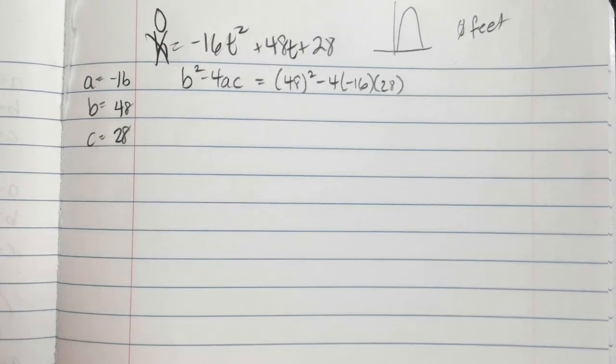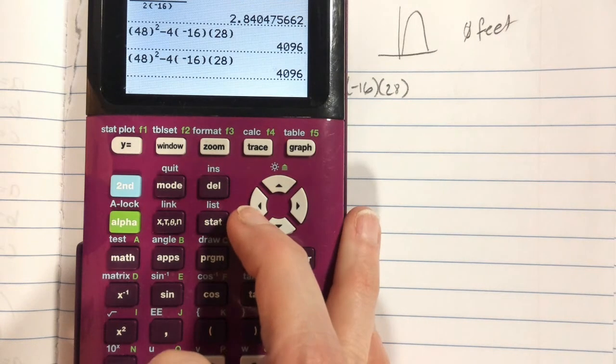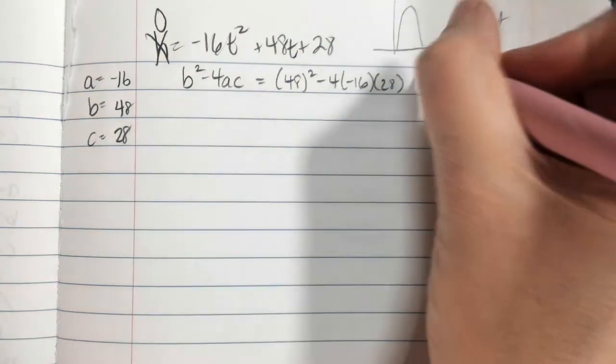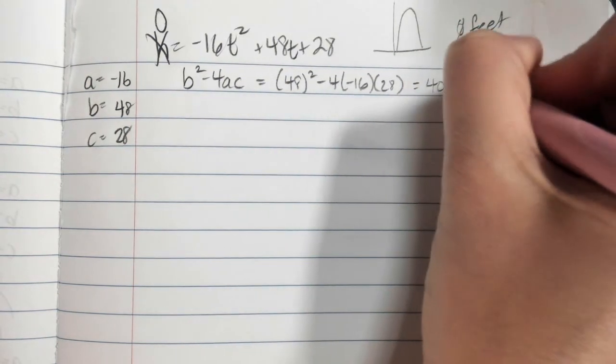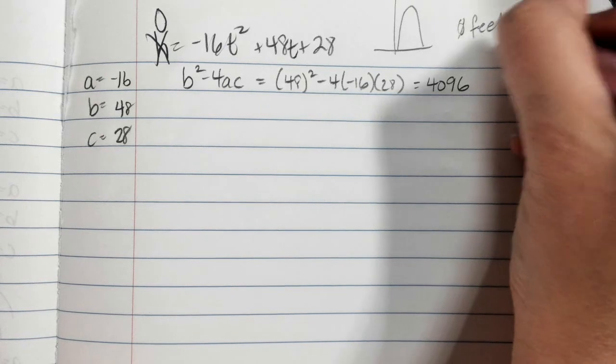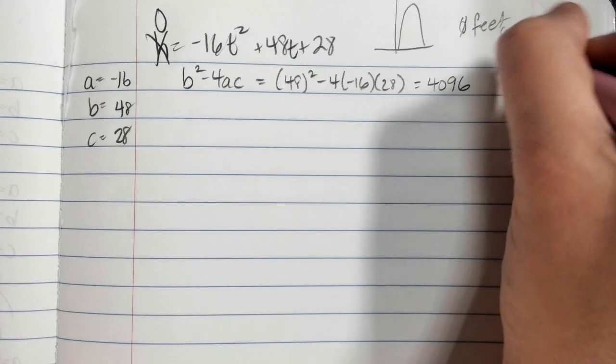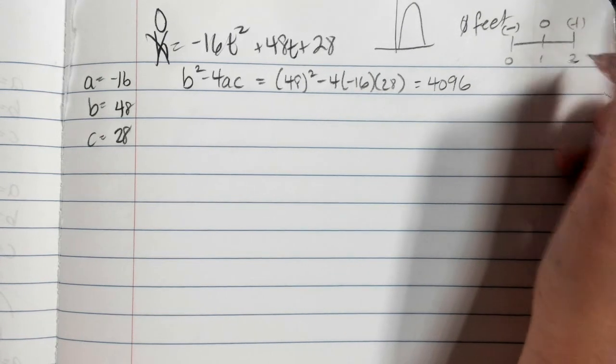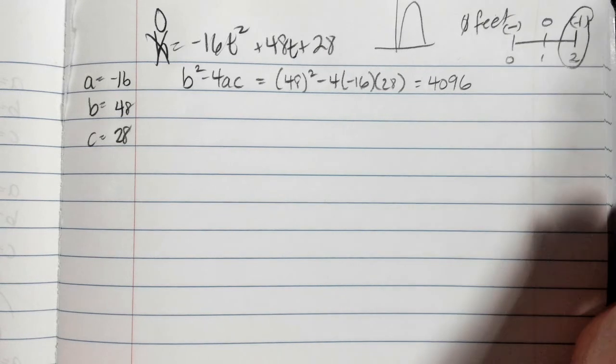I put it in exactly like I see it. And when I do that, I get 4,096, okay? And on my little number line that I made, I have negatives, 0, and positives. I have 0, 1, or 2 solutions. That's a positive answer. That means I'm going to have 2 solutions. So it's worth my time to continue.